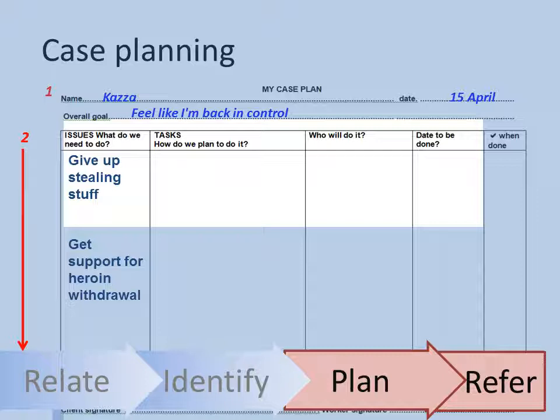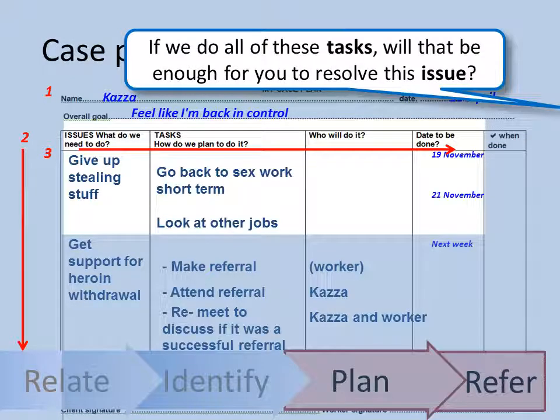So then you can one by one address each of those issues, put down all of the different things. Remember to be client focused. The stuff that they come up with isn't necessarily what you would come up with. And check that you've written down step by step all of the tasks, and ask them, before you move on to the next task, "If we do all of these tasks, will that be enough for you to resolve this issue?"